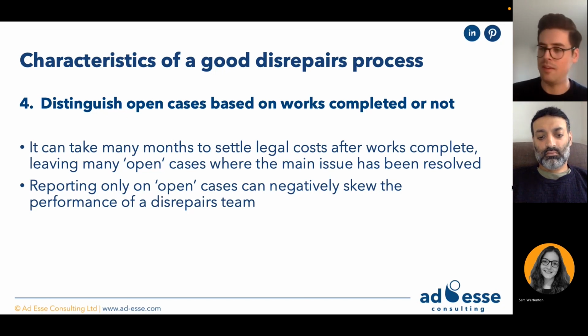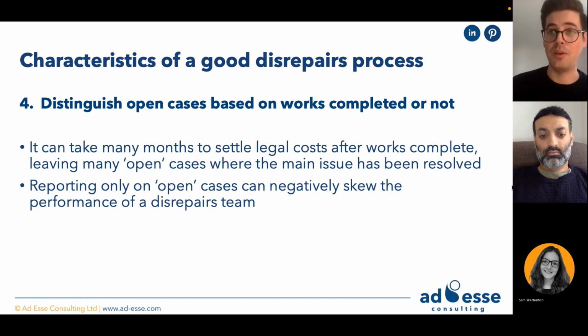So you really need to be able to distinguish between the different types of open cases: open cases with works completed and open cases with works outstanding. Otherwise you can negatively skew the performance of a disrepairs team who've done their part of the process and there's nothing more for them to do. So it's important to make that distinction. Those are 4 of our suggestions. There are other suggestions for improvements as well, but they were the 4 we wanted to focus on specifically as a starter for 10 that teams can consider for their disrepairs process.